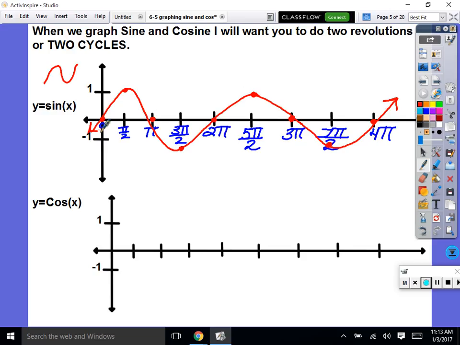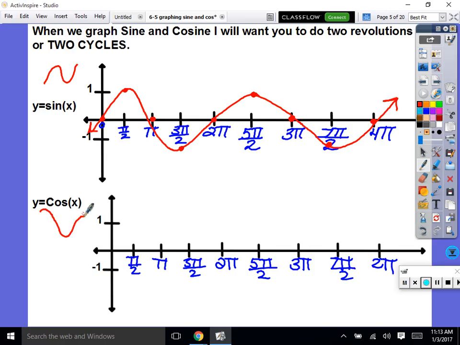Okay, so let's do 2 revolutions for cosine. Won't these values be the same for cosine? We would have our pi-halves, pi, 3 pi-halves, 4 pi-halves, which is 2 pi, 5 pi-halves, 6 pi-halves, which is 3 pi, 7 pi-halves, and 4 pi. And then remember that cosine kind of looks like a C, correct?